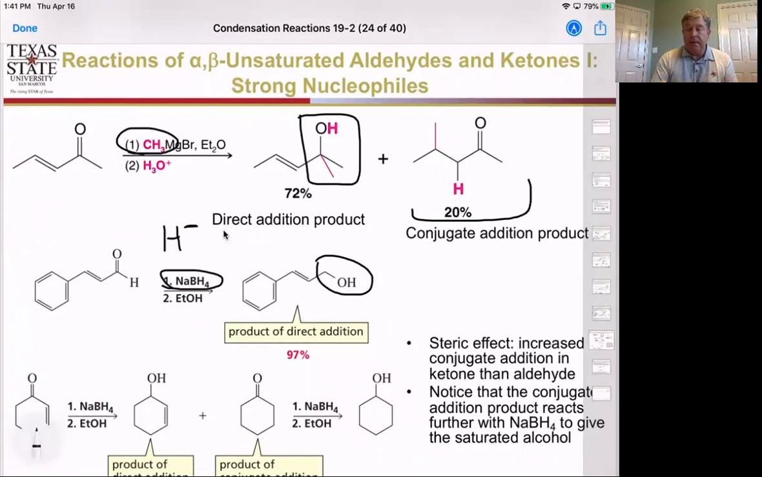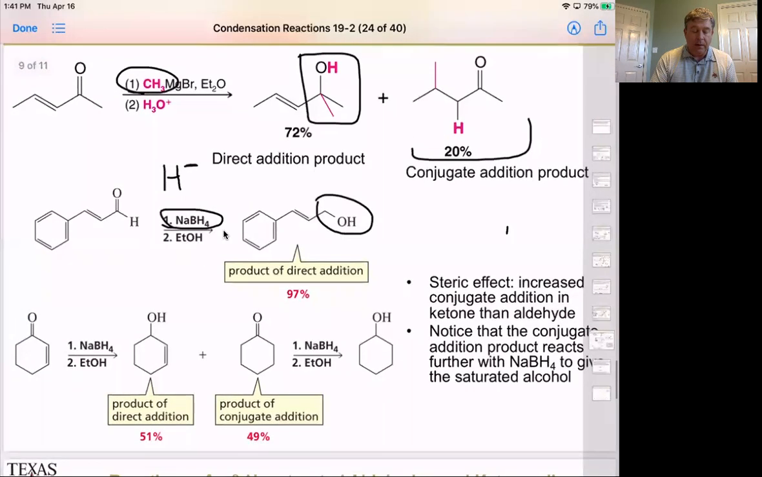Okay. And this is another example here at the bottom where we've done it with, again, sodium borohydride with this addition product here. We get about a 50-50 mixture of the simple addition versus the other addition, but then it can further reduce down to give us a little bit of this unconjugated reduced secondary alcohol.